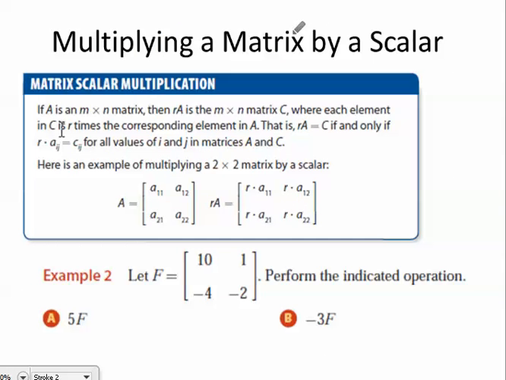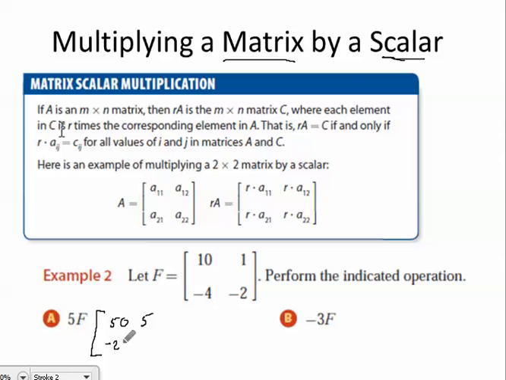Now, the absolute simplest thing you can do is multiplying a matrix by a scalar. Why? Because what you're going to do is multiply that scalar times everything in the matrix. What's a scalar? It's a number. Okay? So if F is this 2 by 2 matrix here, if I say 5F, I'm going to multiply everything in that matrix by 5.